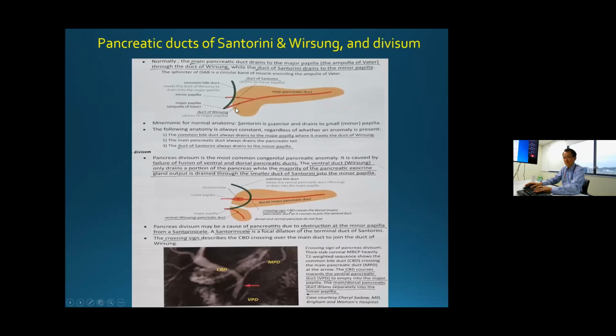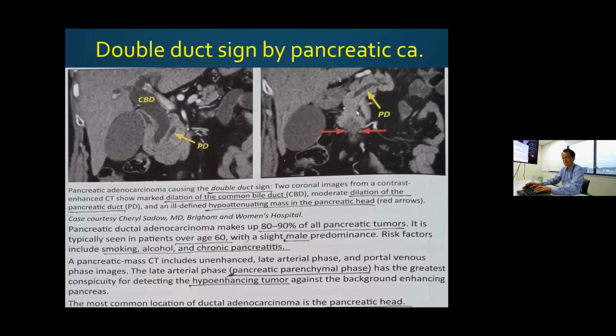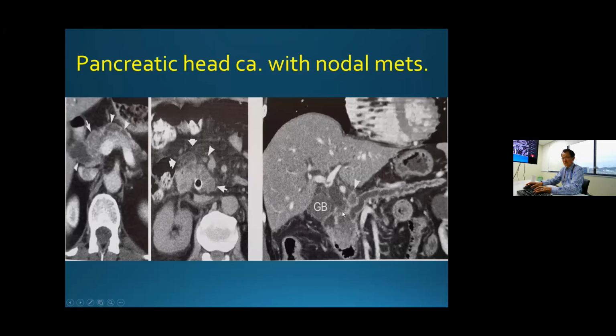This is the pancreatic division. The top upper duct is the duct of Santorini, and the bottom is the duct of Wirsung. Sometimes it has some dilatation. That's a dilatation here of the pancreatic duct, the double duct sign. Pancreatic head mass, pancreatic head, with nodes. So dilatation of the pancreatic duct is the hallmark.